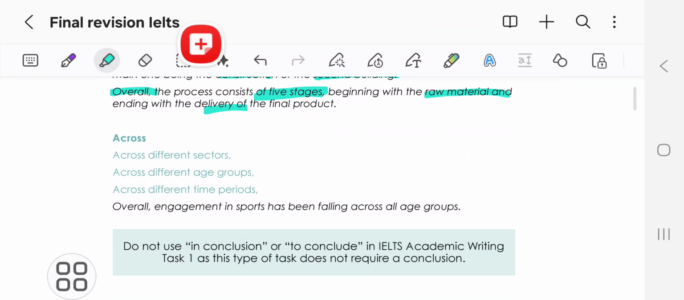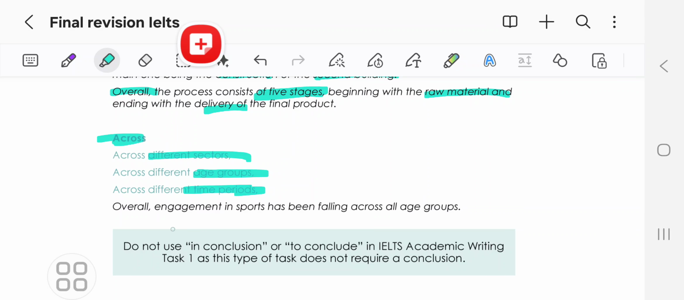Okay, and then another word which I want to mention, which goes very well with overall, is across: across different sectors, across different age groups, across different times. For example, the report talks about some percentage, but percentage of what? Percentage of this thing. So we can't just say that the report shows percentage of this thing. No, you have to say overall. This report talks about the different areas across different parts of the thing. So these types of words you have to use.